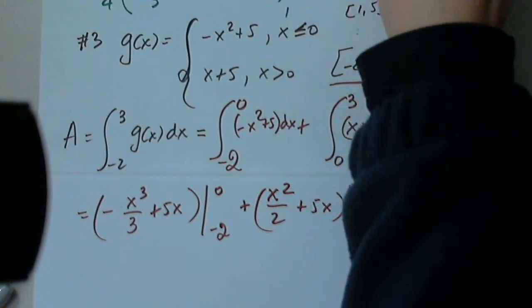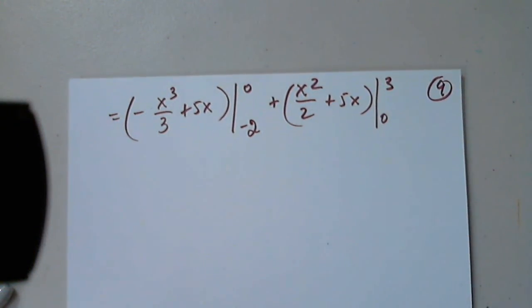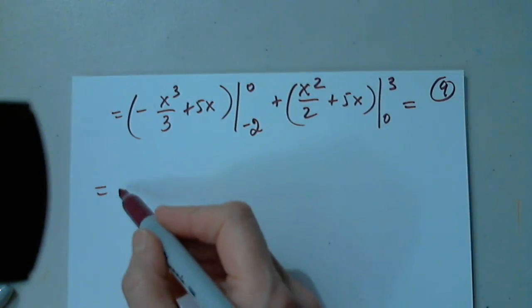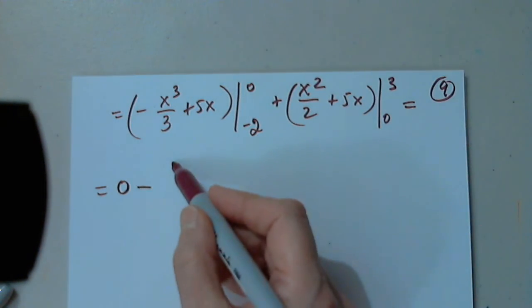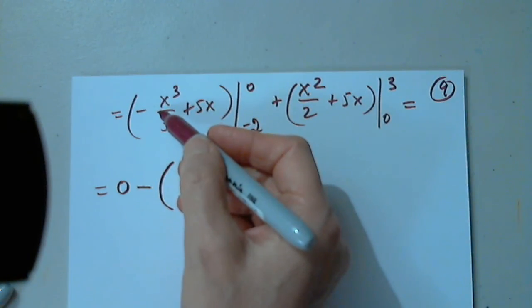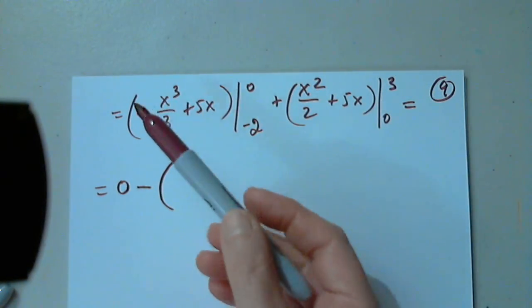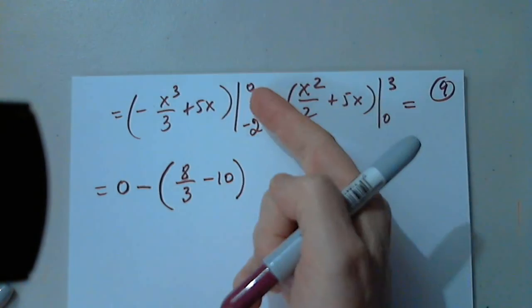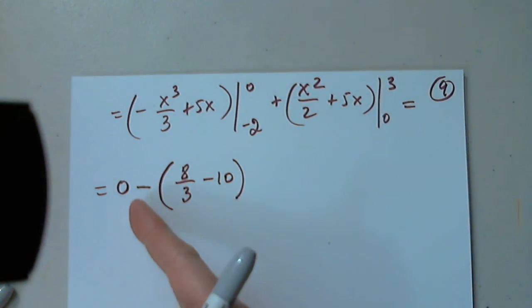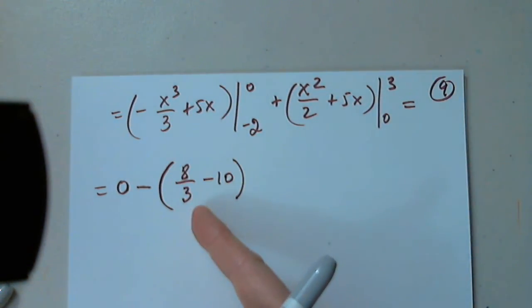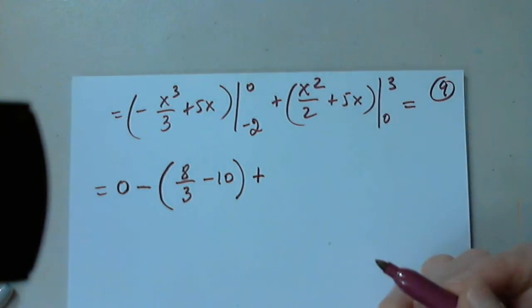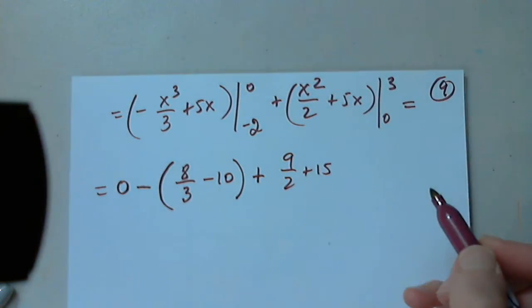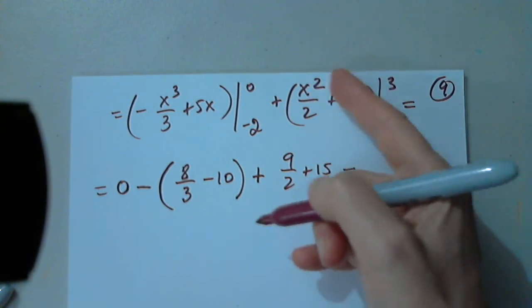Now I have to be very careful because to evaluate this further, I have to plug in 0. But that is 0 minus when I plug in negative 2. So this will be negative 8 with minus in front, 8/3, and minus 10. So when I plug in 0, I get 0 minus when I plug in negative 2, plus when I plug in 3, I get 9/2 plus 15. Luckily, when I plug in 0, I get 0.